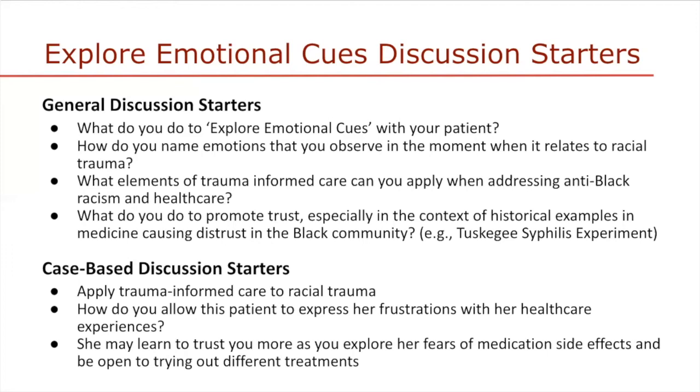What do you do to promote trust, especially in the context of historical examples in medicine causing distrust in the Black community? For example, the Tuskegee syphilis experiment. If using the case example, you may tell participants to apply trauma-informed care to racial trauma and ask participants, how do you allow this patient to express her frustrations with her healthcare experiences? She may learn to trust you more as you explore her fears of medication side effects and be open to trying out different treatments.